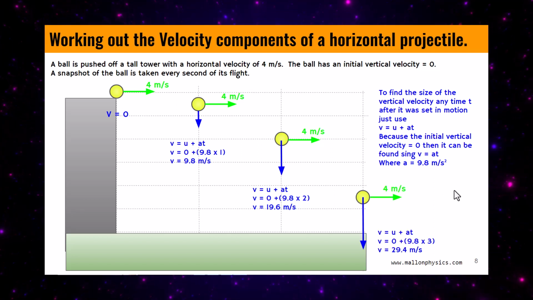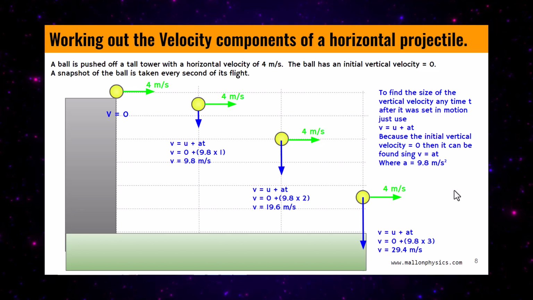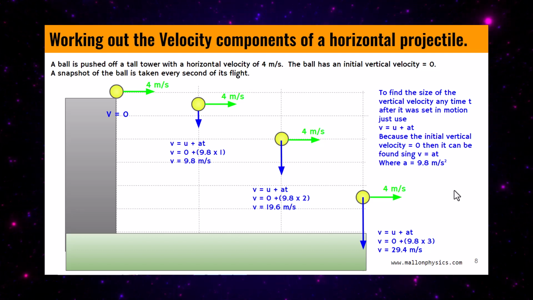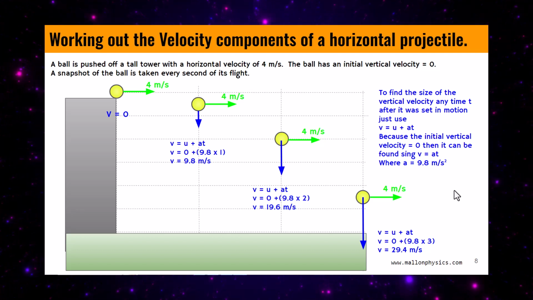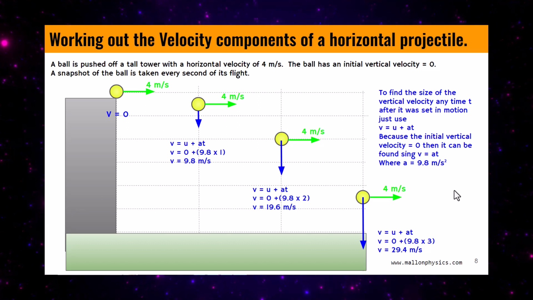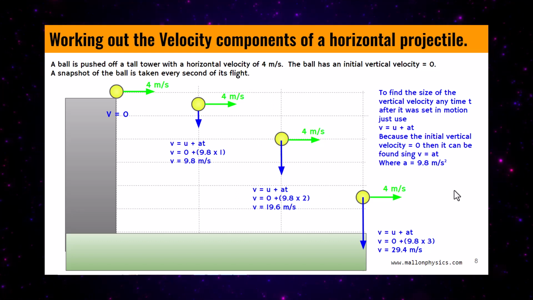And finally, just before it hits the ground, we're going to have the same horizontal velocity, 4 meters per second, but this time the vertical velocity has changed. It's going to be 9.8 times 3, add the initial velocity, which is 0. That's going to give us 29.4 meters per second. So there's a picture of what's happening.